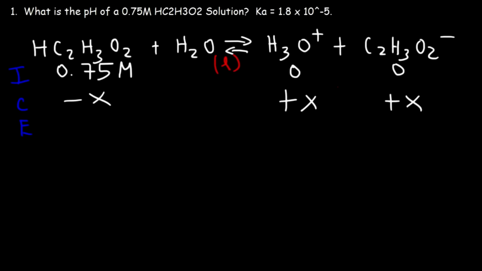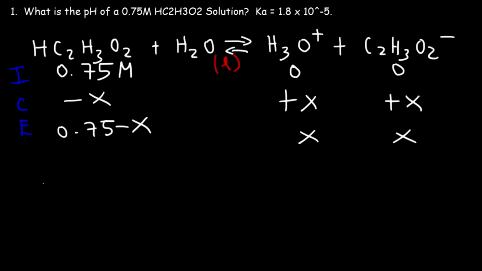Everything else is in the aqueous phase. As you recall, you can't have any liquids or solids in the equilibrium expression when you're dealing with Ka or Kb or any type of K. If we add the first two rows, it's going to be x and 0.75 minus x. Now, in order to calculate the pH of the solution, we need the concentration of H3O+, which we can see is equal to x. So we've got to find the value of x.